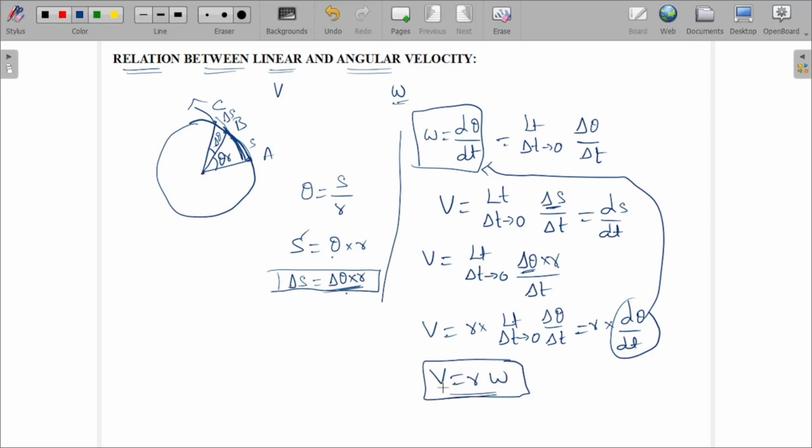Velocity is a vector, so this will be written as v bar equal to r bar cross omega bar. Okay, generally this will be written as v bar equal to omega bar cross r bar. This is the correct notation of angular velocity and linear velocity difference. Okay, relation between linear velocity, angular velocity and radius.